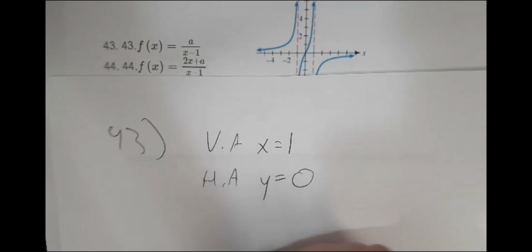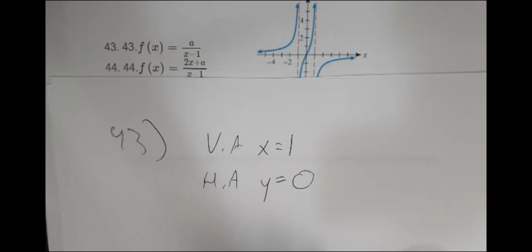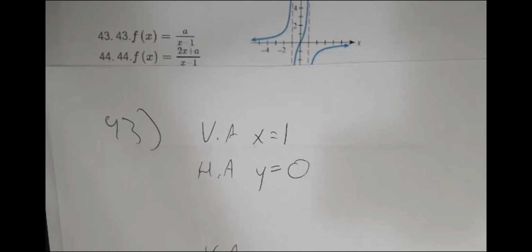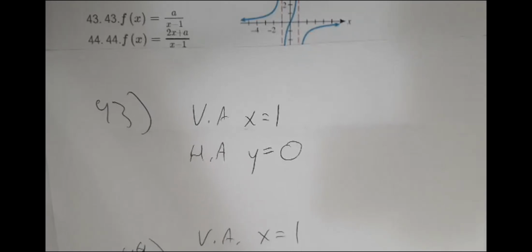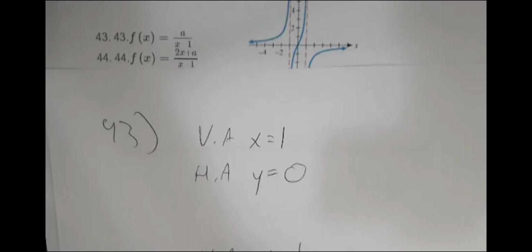If I think about 44, I want to find my vertical asymptote and my horizontal asymptote. Do I have a vertical asymptote here? I don't want to spend a lot of time, but it's exactly the same as the previous problem. X equals 1. It is the same denominator. It is the same vertical asymptote. What about my horizontal asymptote? Do I have a horizontal asymptote here?